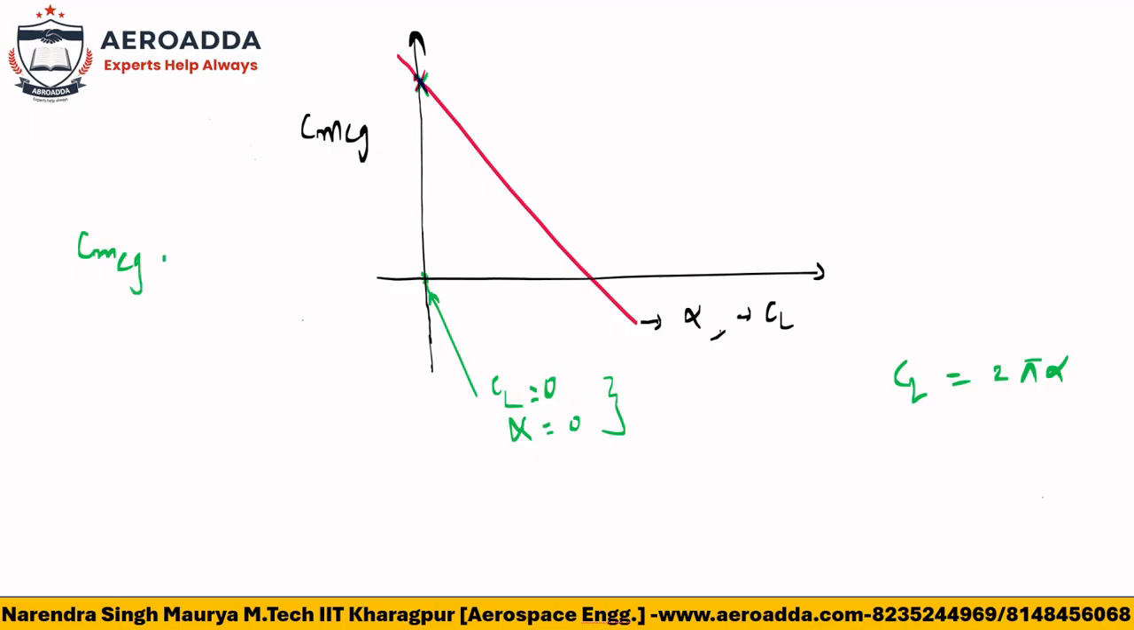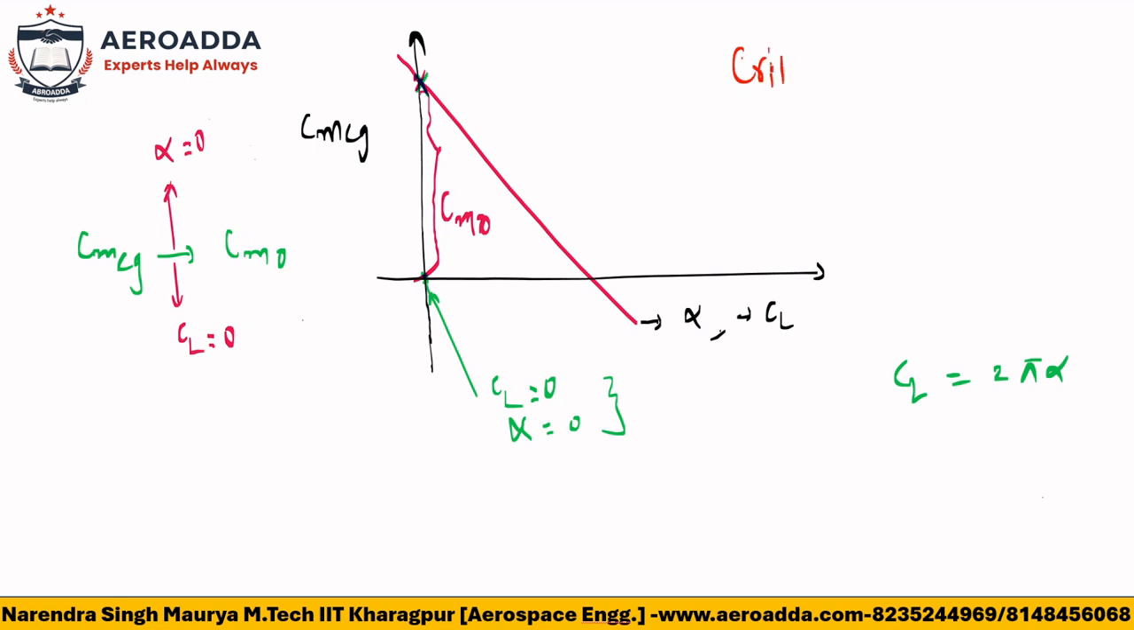So now you can define CMCG. Please concentrate now. CMCG will be called CM naught when CL is equal to 0, or when alpha is equal to 0. The value of CMCG where the lift coefficient is 0, that value of CMCG is called CM naught. So easily I can say this is nothing but CM naught. Now this is called the second criteria.